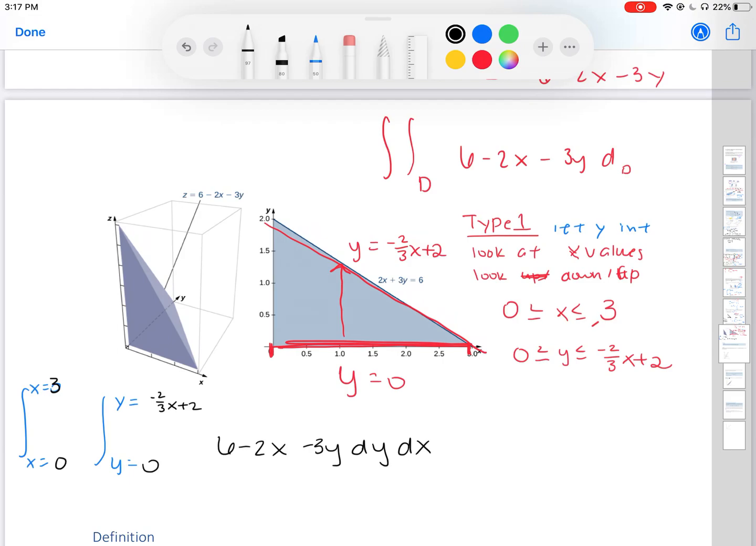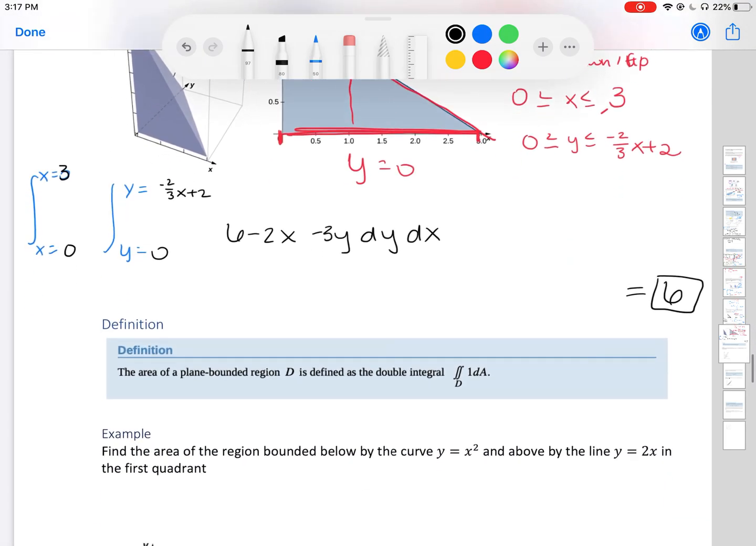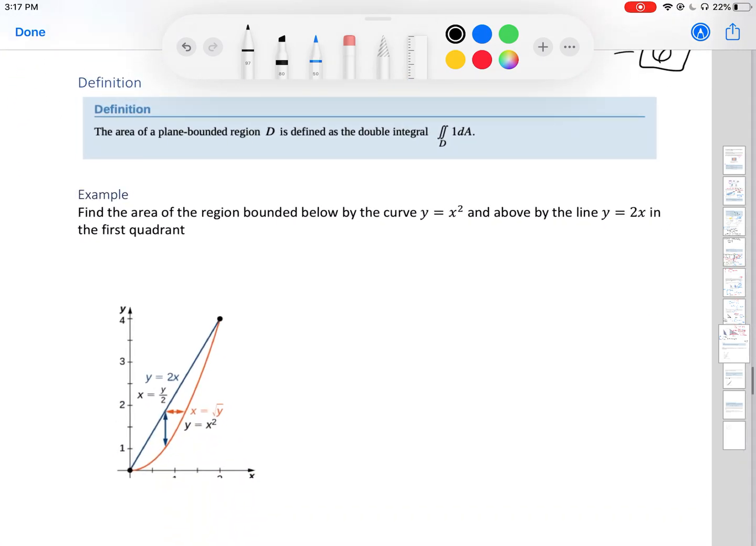Now again, I'm not going to show all the integration work, because then this video will be extremely long. So you should get 6 as an answer. I'll let you integrate that on your own. Next definition, the area of a plane bounded in region D is defined by the double integral of D, 1 dA. Let's do an example.